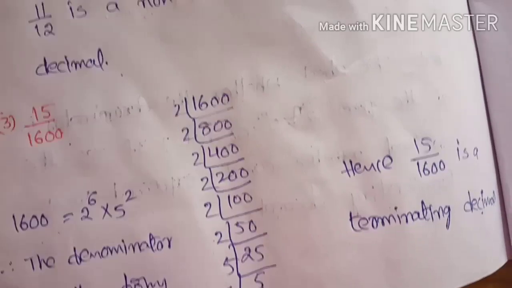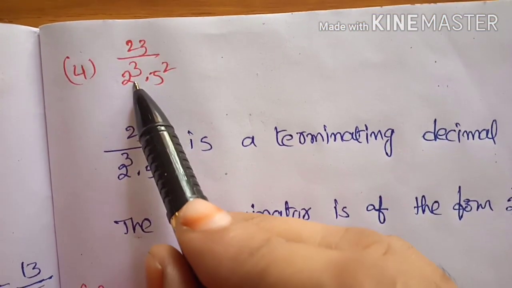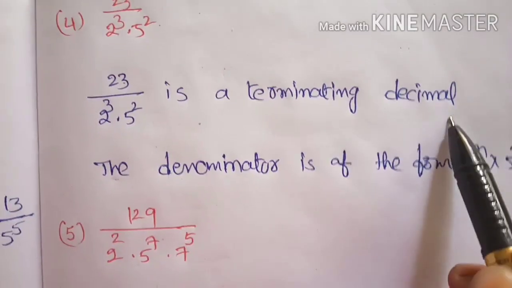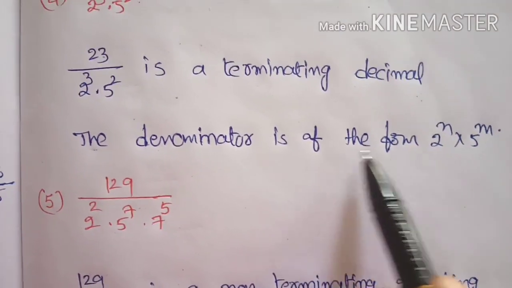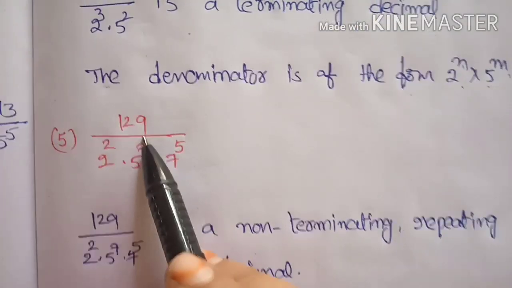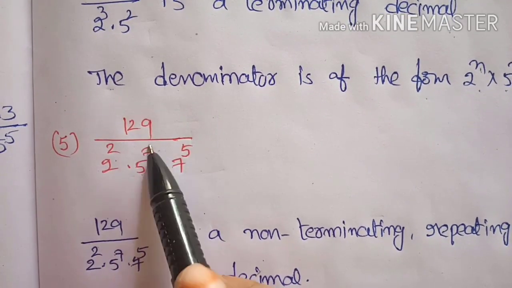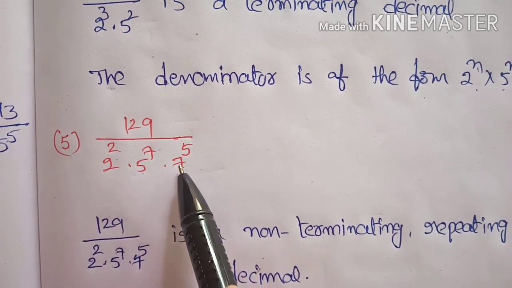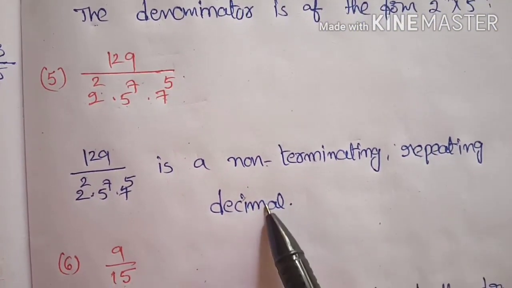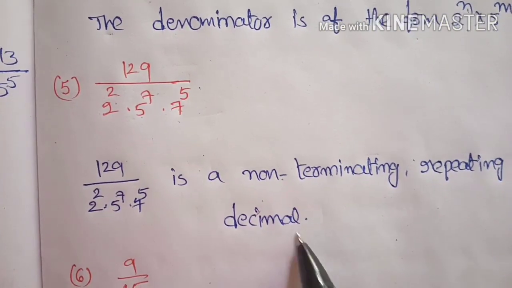Next, 23 by 2 cube into 5 square. This is a terminating decimal. The denominator is of the form 2 power n into 5 power m. Next one, 129 by 2 square into 5 power 7 into 7 power 5 is a non-terminating repeating decimal.